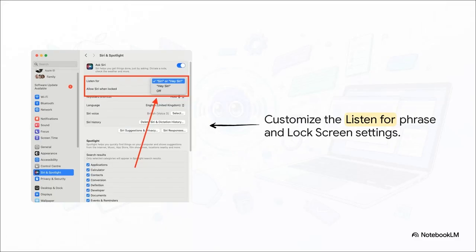And you can customize this way further to fit your exact working style. Check out the Listen For options here. You can actually set it to listen for specific wake phrases, like just Siri or Hey Siri. You can even flip a switch to allow access when your Mac is locked. That's incredibly handy if you just want to quickly check your calendar or the weather without having to authenticate first.